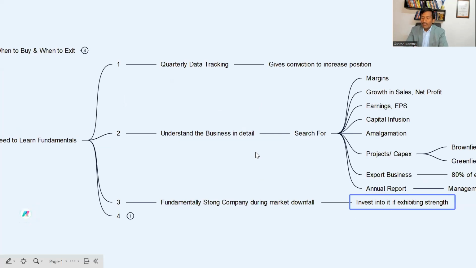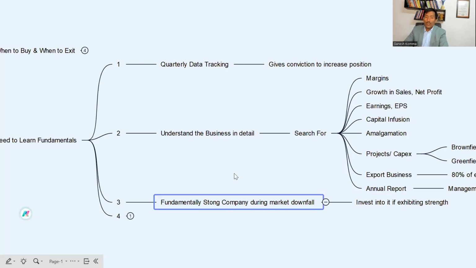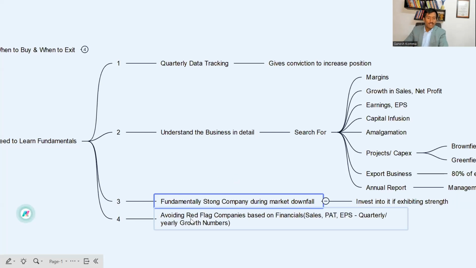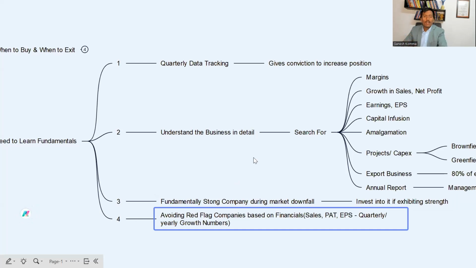Yes, right now, if the market is a little weak, any company which is holding strong and quarter-wise has also given some extraordinary return, these are the companies in which we will invest once the market uptrend starts. And lastly, avoiding red flags. Yes, by following the fundamentals, if there is a decline in sales or a decline in growth of the company quarter on quarter, that is a red flag for you to either reduce your position.